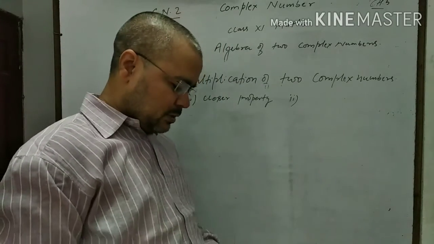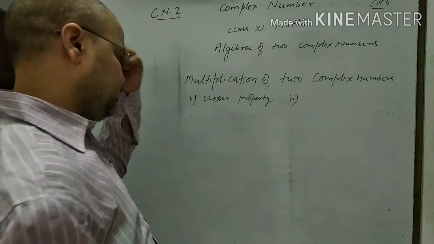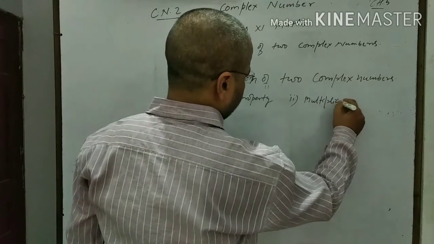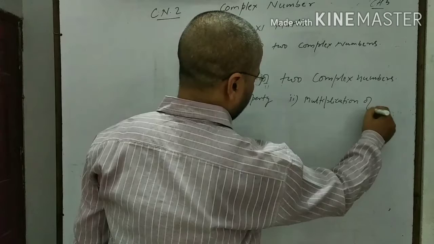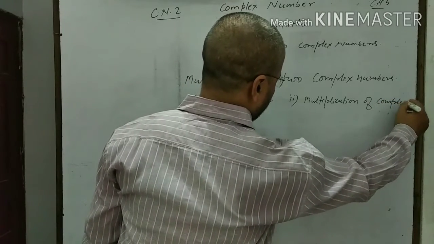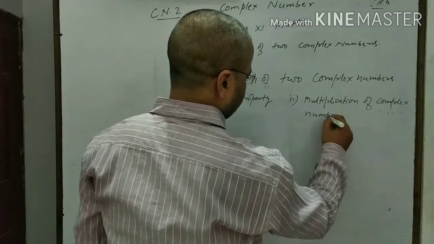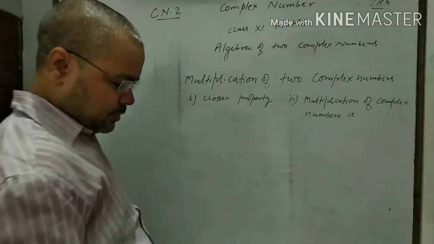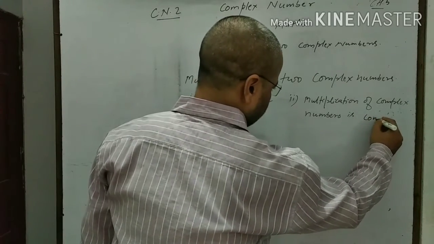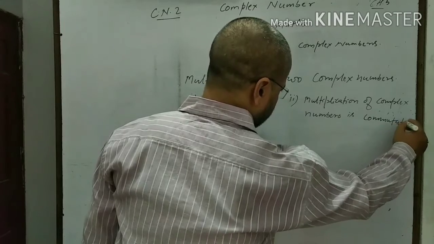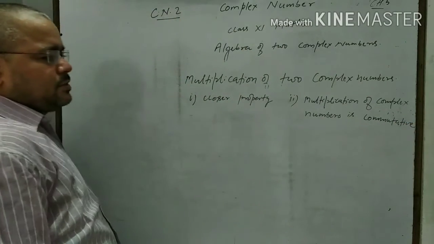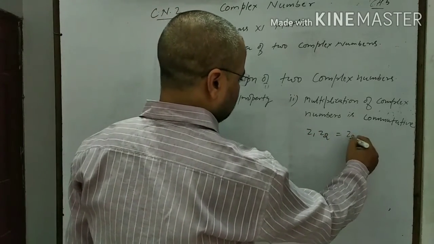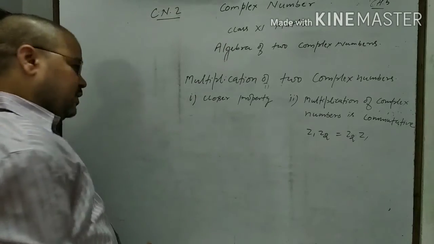Now the second one: multiplication of complex numbers is commutative. How? Z1 Z2 is equal to Z2 Z1. We can prove it.